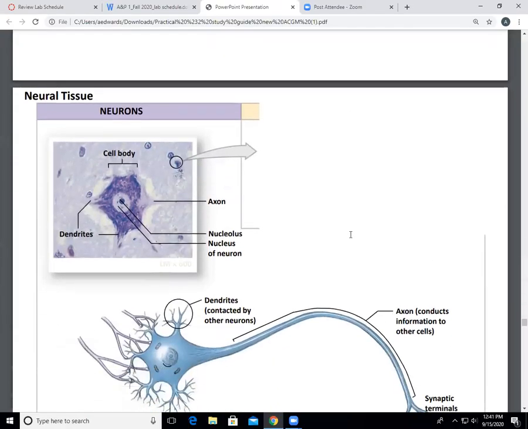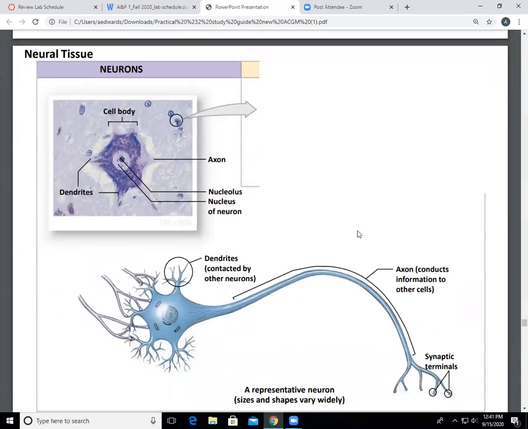All right. So nervous tissue, you have basically two categories that you need to know. You need to know the neurons. You need to know the neuroglia. Okay, for the neurons, they have a basic structure. So the big part of the neuron is called the cell body.